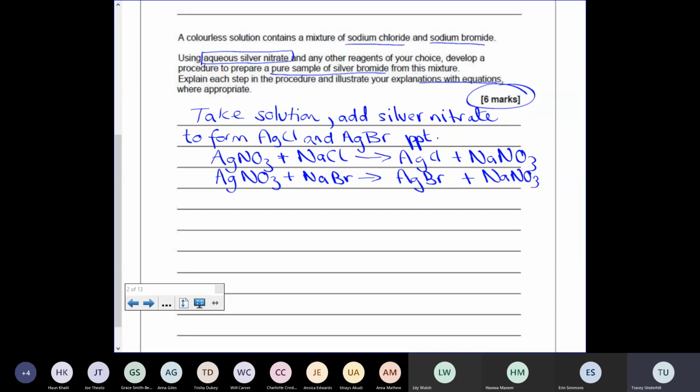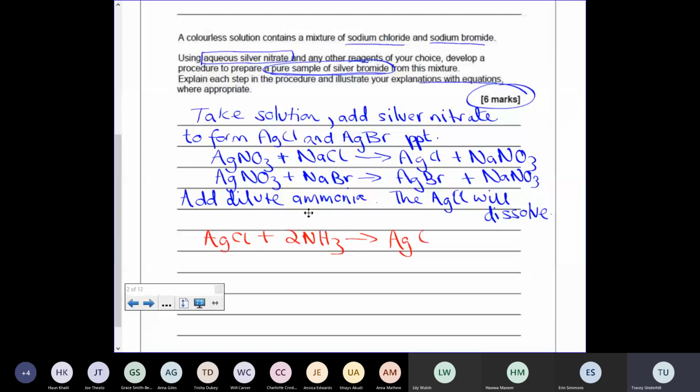So I've made my two precipitates, I now need to dissolve one, okay, because I only want the pure sample of my silver bromide, so I need to dissolve the chloride. So the silver chloride will dissolve in dilute ammonia. Okay, that will then dissolve the chloride. And we need to write an equation for that. So you're taking your silver chloride plus ammonia, and that forms your silver ammonia complex.